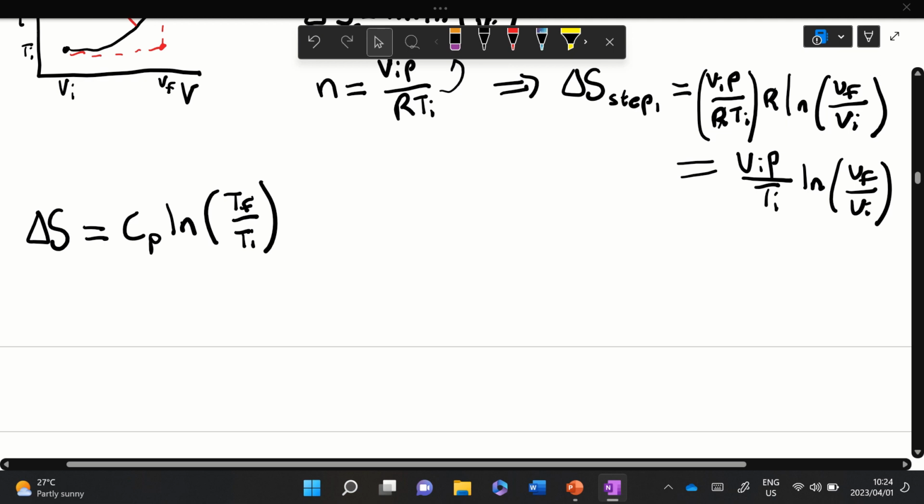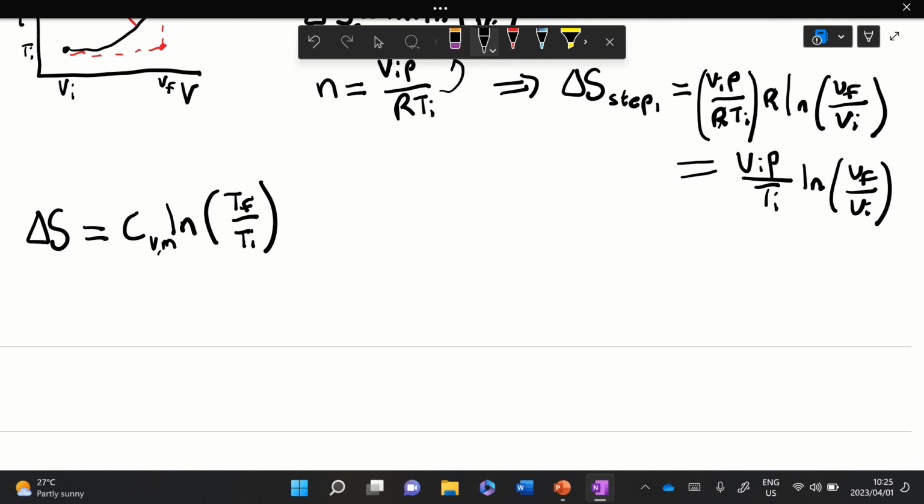But of course, we're working with a constant volume process. In other words, this needs to be Cvm. And when we're working with the molar, we need to remember to include the number of moles here at the front. That's very important. All right, so what's the next question? The next question is that we need to know what Cvm is, of course.